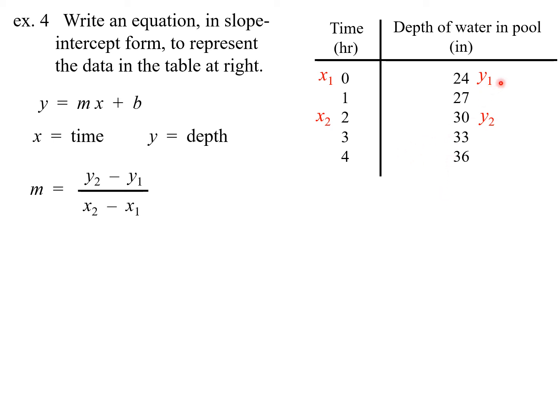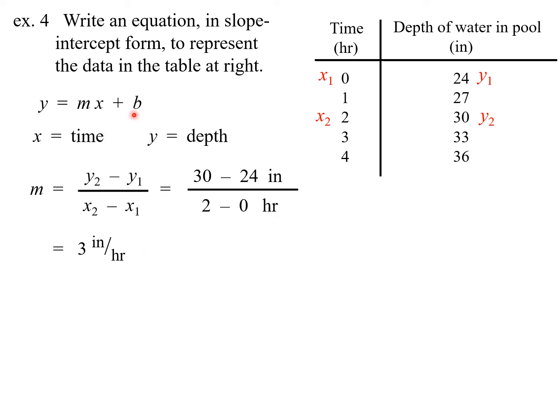Okay, so copy that into the slope formula, and we get this: 30 minus 24 inches over 2 minus 0 hours. 30 minus 24 is 6. Over 2 is 3 inches per hour. And that's the rate of change. Okay, remember slope more generally is the rate of change. It's the rate of change of the depth of the water in the pool.